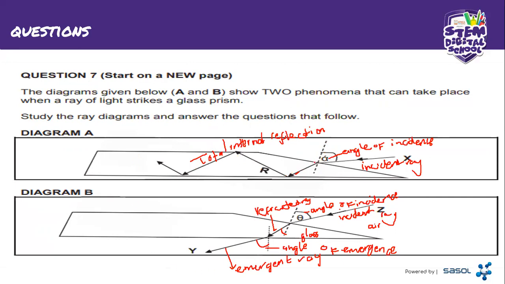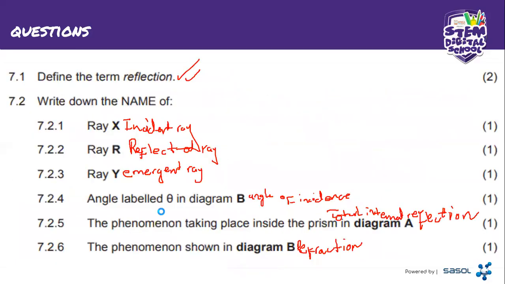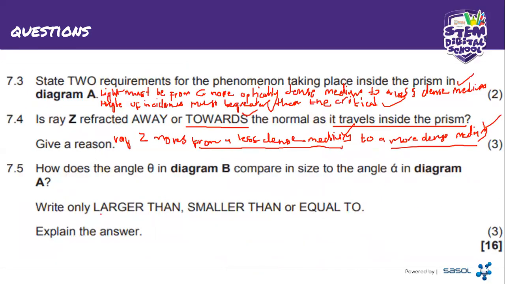And the angle that causes total internal reflection, my dear learners, is an angle of incidence that is even greater than the critical angle. And therefore, it tells me this one doesn't even cause that. So angle alpha must definitely be greater. So angle theta is smaller than angle alpha. And we must be able to explain the answer.